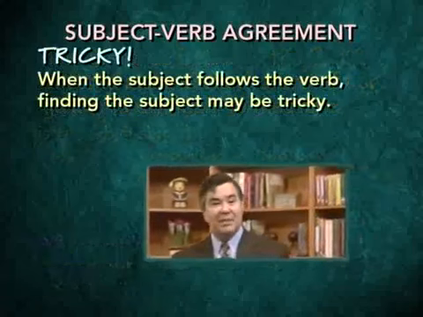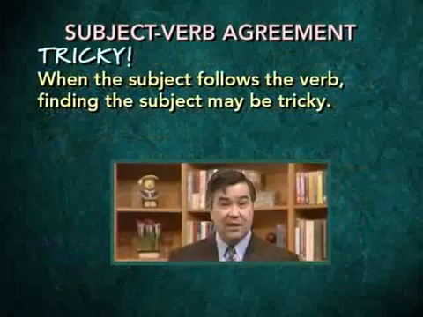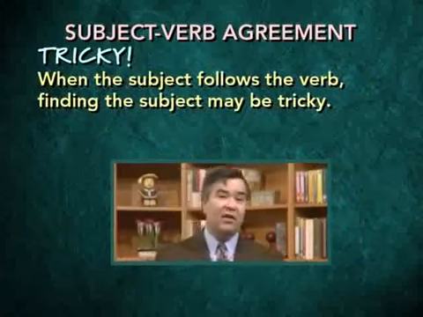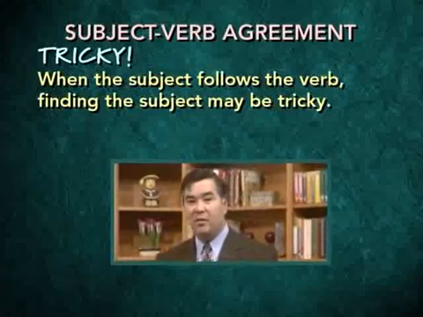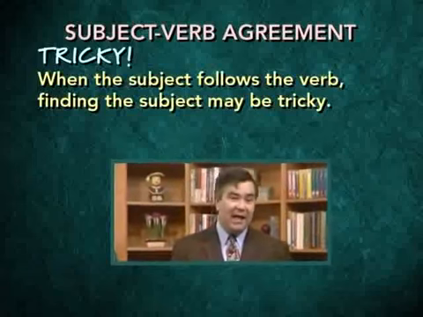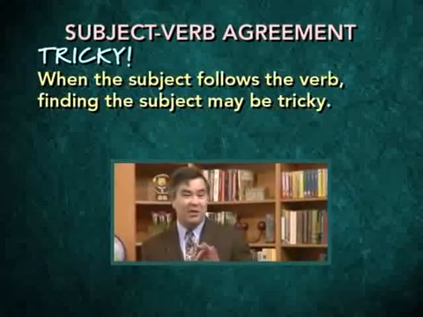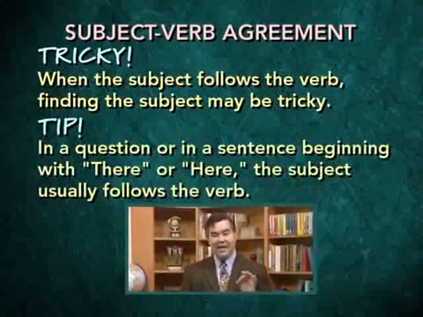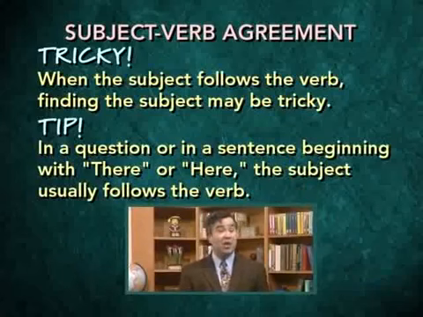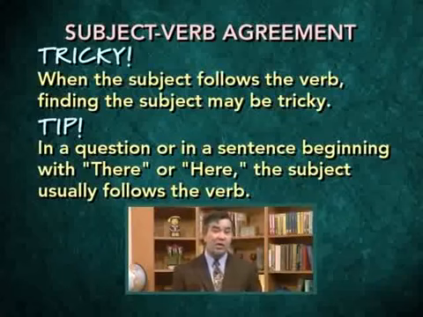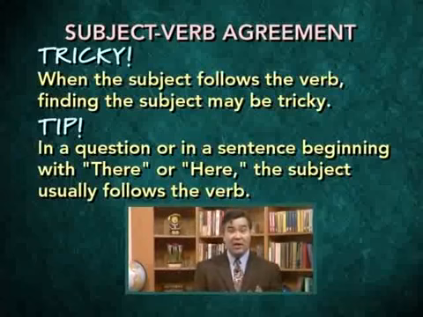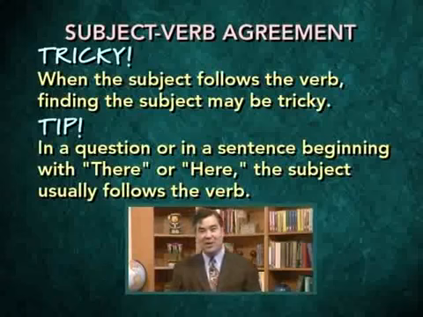In addition, when the subject follows the verb, finding the subject may be tricky. As you've already seen, in the great majority of English sentences, the subject comes before the verb. But occasionally that's not true. And in that case, you need to look after the verb to find the subject and make sure that it agrees with the verb. Here's a tip. In a question or in a sentence beginning with there or here, the subject usually follows the verb. So when you're dealing with a sentence which poses a question or which begins with there or here, look after the verb to find the true subject.